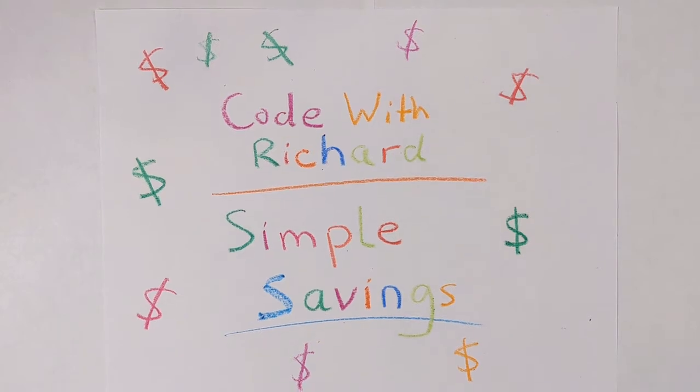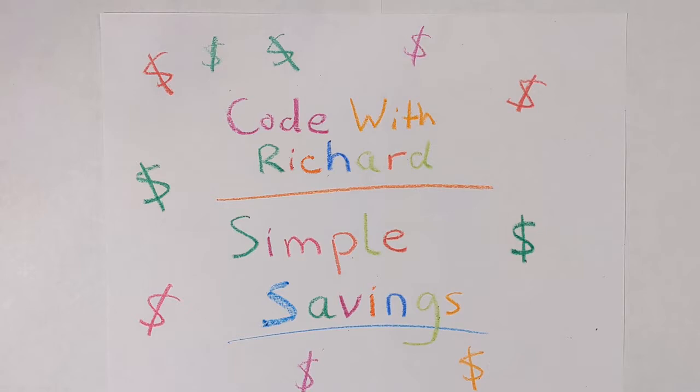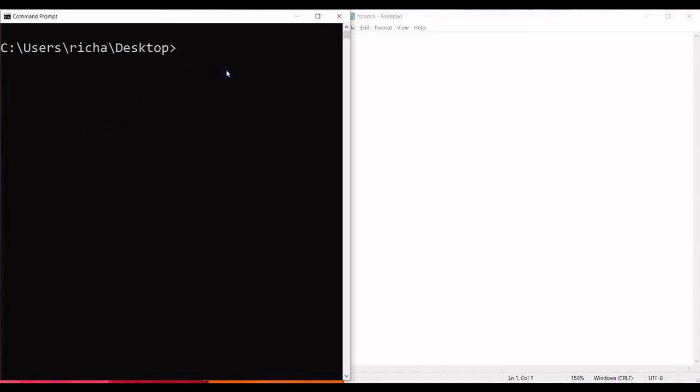And to do this, we're going to get more practice using loops, and we're also going to use a little bit of math. So let's get started. So we'll start with our familiar setup with the command prompt on the left so we can execute our code, and just Notepad on the right.